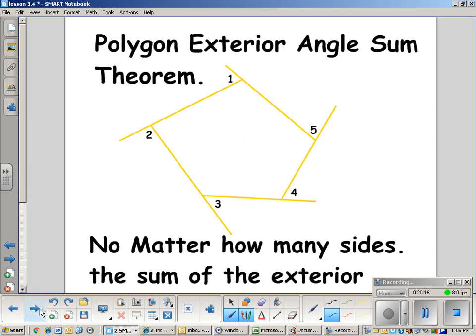The polygon exterior angle sum theorem. Big one. Polygon exterior angle sum theorem. As you write the title down, I'll raise this up some. Polygon exterior angle sum theorem.